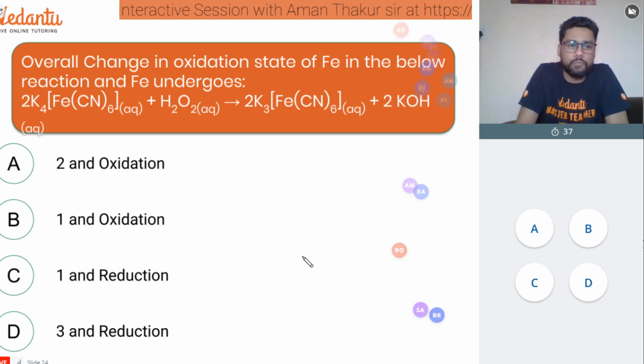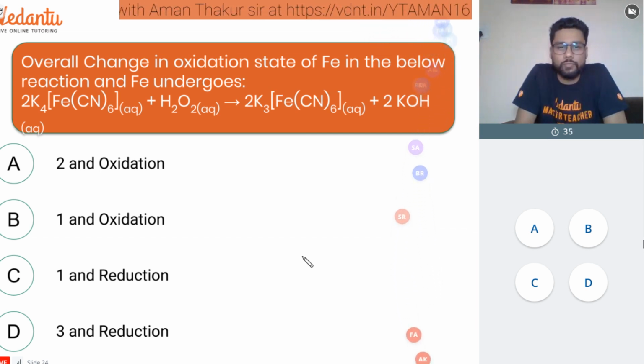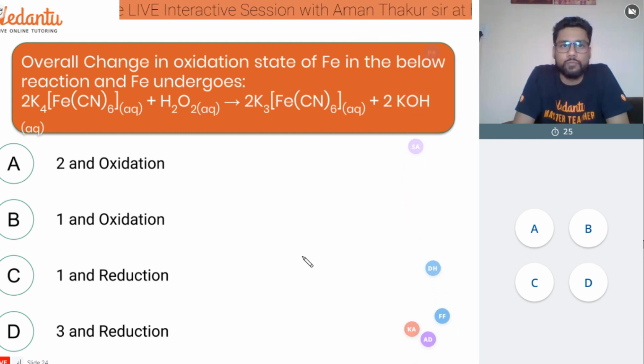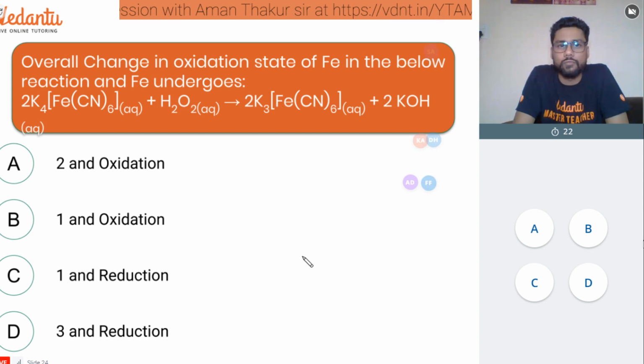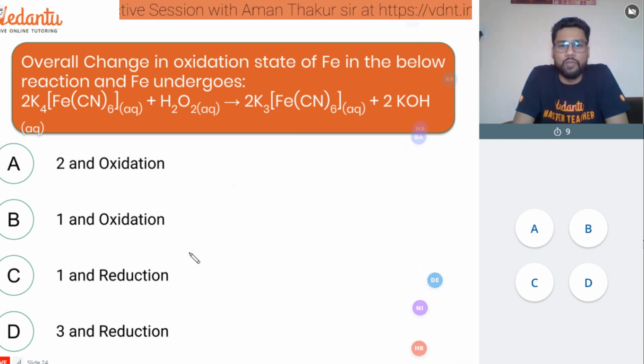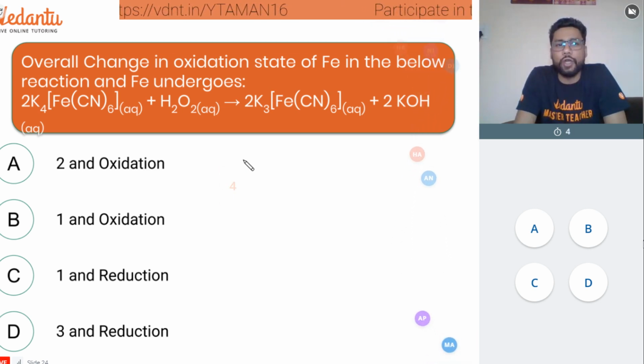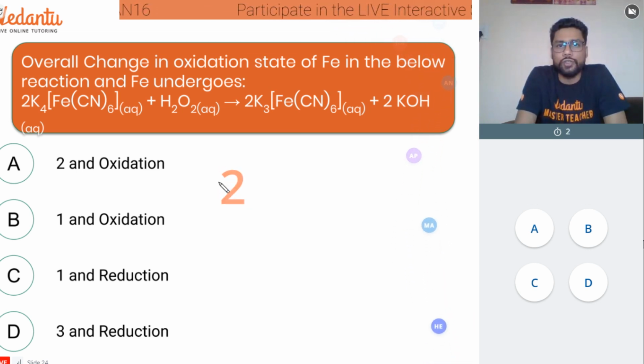This is easy. So we have last 10 seconds. The change in oxidation state of iron.